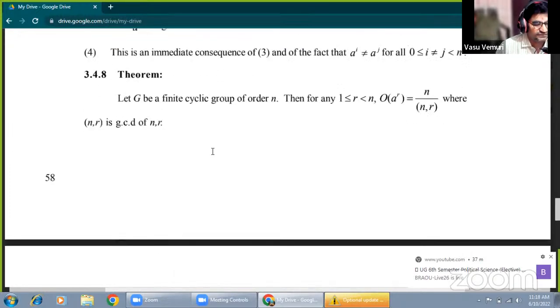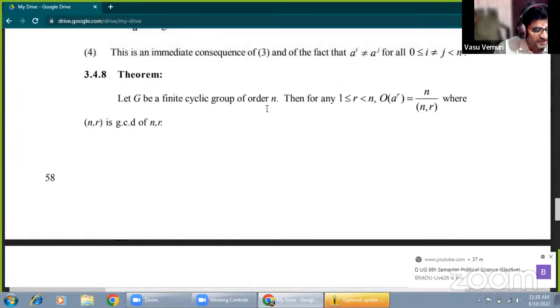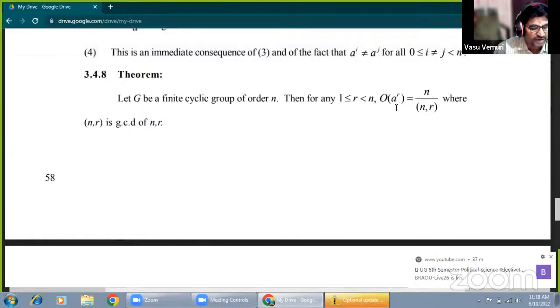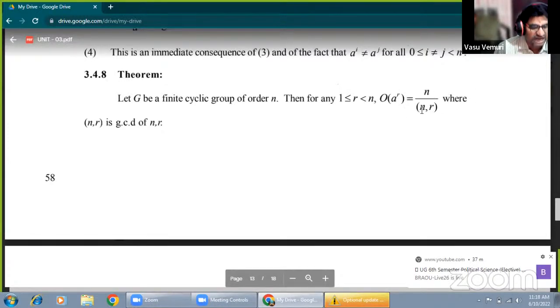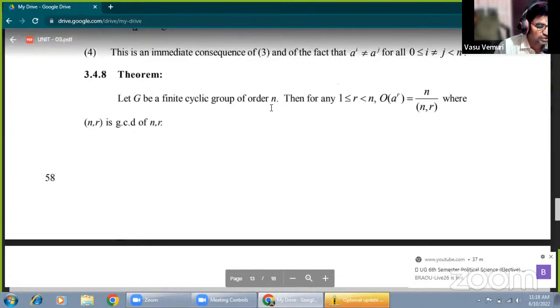Now that's enough. This is also repeated many times. According to 3.4.8, for a finite cyclic group of order n and r lies between 1 and n, the order of a power r, where a is the generator, is n by GCD of n and r. This is the meaning of GCD of n and r, the greatest common divisor of n and r. This is represented as GCD of n and r, the greatest common divisor of n and r, for a finite cyclic group of order n where r lies between 1 and n.